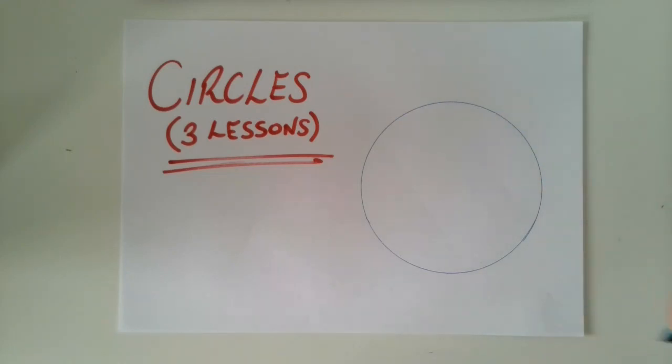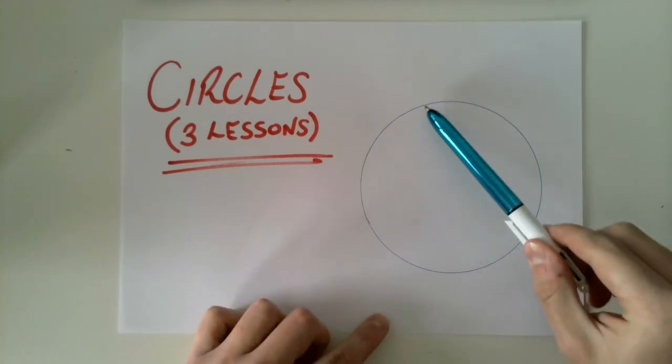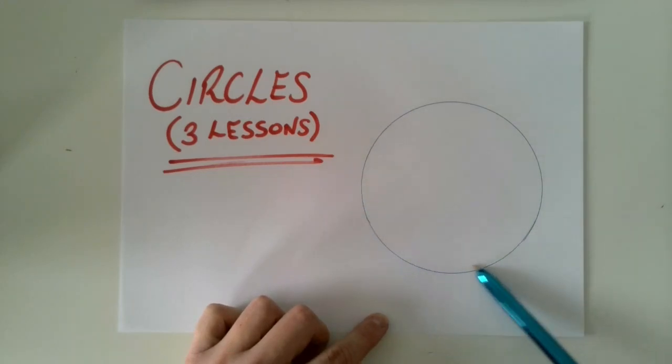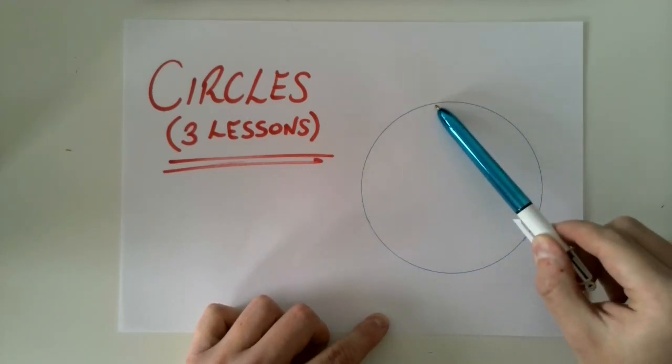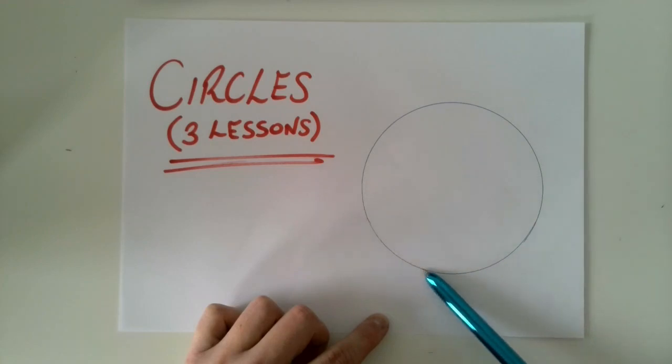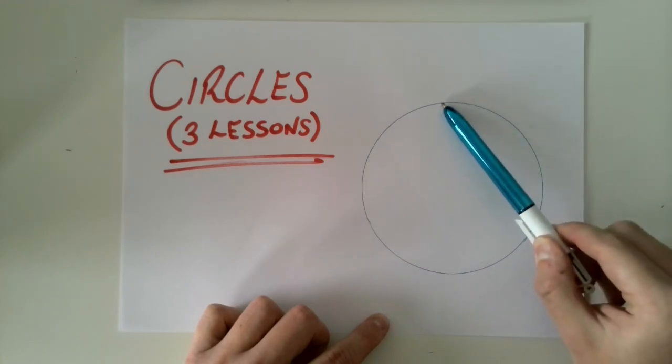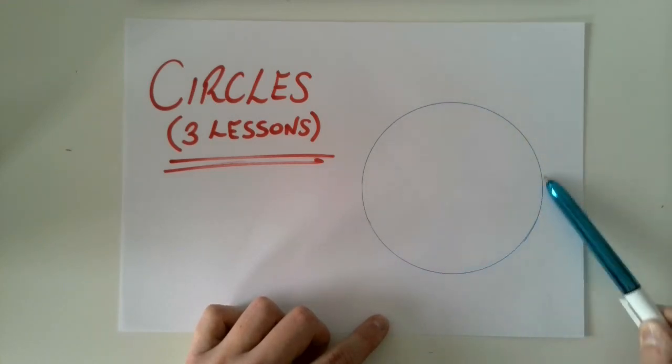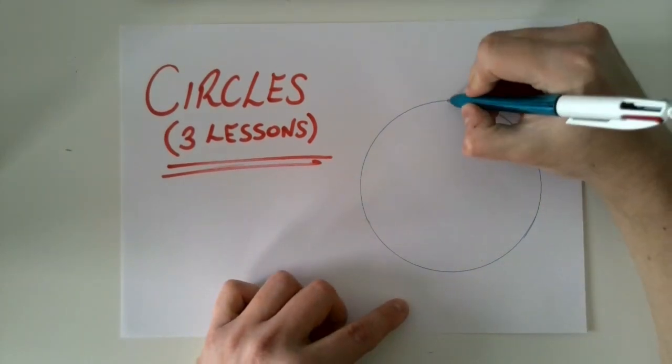Now, there are 2 things that we're going to label on this circle, and the first one is the circumference, which is the perimeter of a circle. So basically, this circle that I've drawn, the line around the outside is called the circumference.